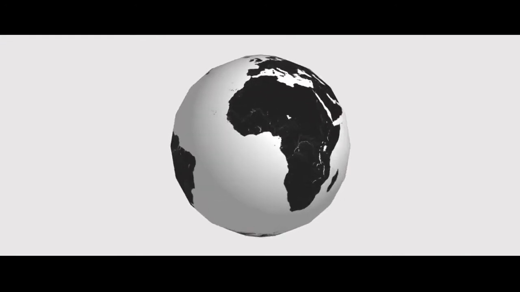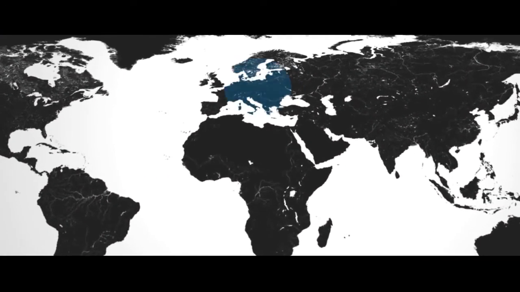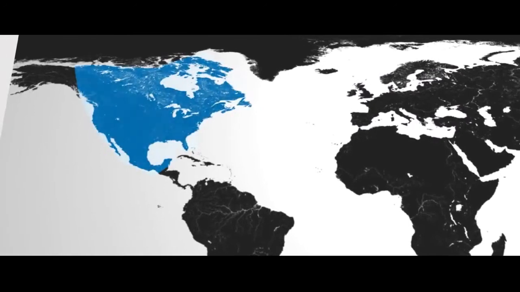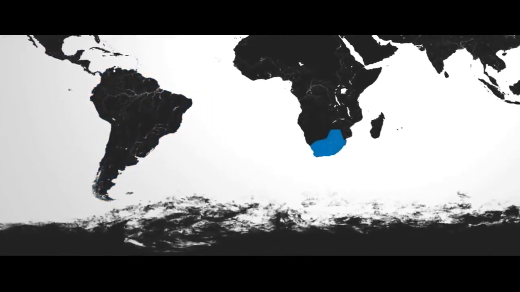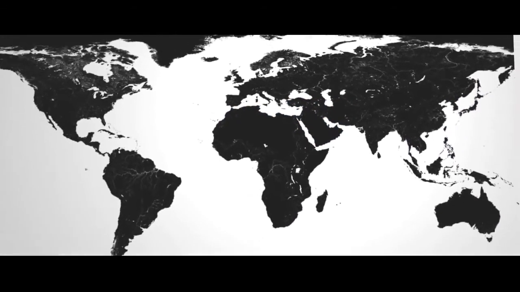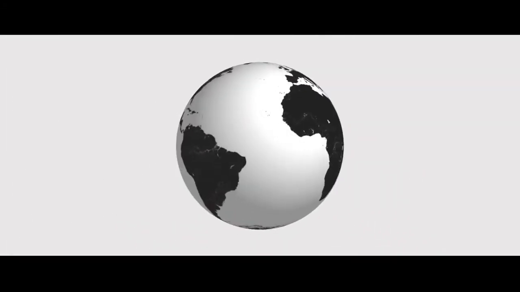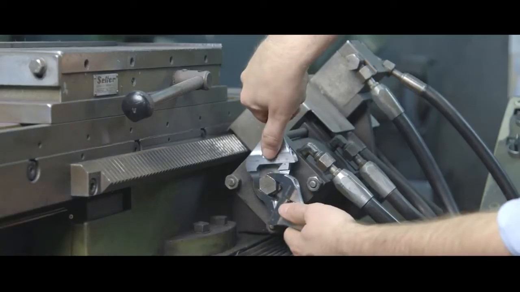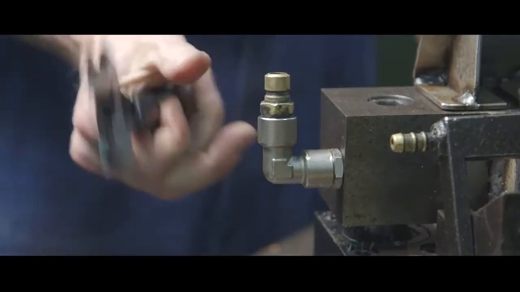Irega exports 95% of its production to more than 80 countries all over the world: Europe, the USA, South America, Australia, Asia Pacific, the Middle East and North Africa are our main markets. Irega adjustable wrenches are the category leader for industrial quality adjustable wrenches worldwide.